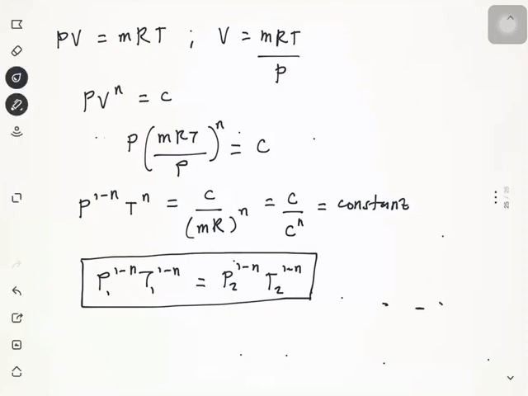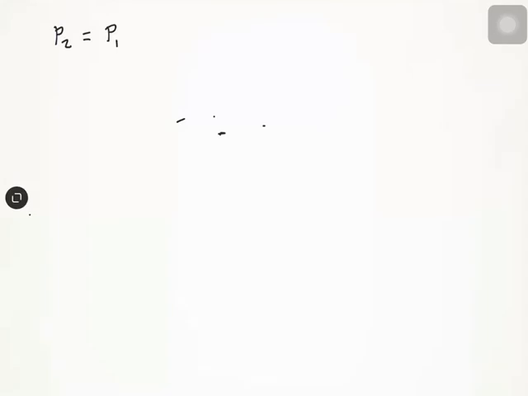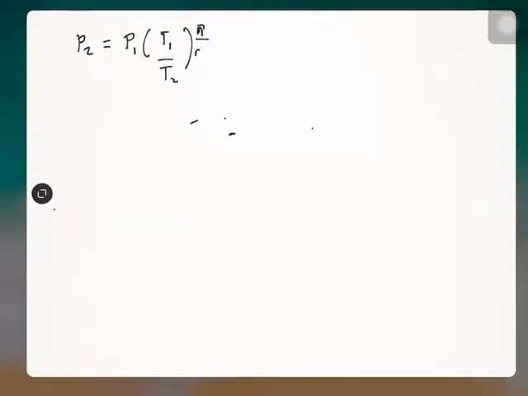So since we derived that relation between the pressure and temperature, given PV to the n is constant, you can derive this pressure P2. P2 is equivalent to P1 times T1 over T2, raised to the exponent n over n minus 1.